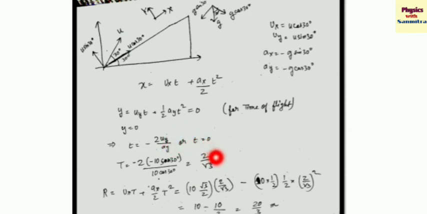Now we are putting this 2 by root 3 in our x equation. In the x direction, the motion for the complete time of flight, the horizontal displacement, or the displacement along the x direction, is x, the range. So ux into capital T plus ax by 2 into capital T square. So 10 root 3 by 2 into 2 by root 3 minus 10 into half into 2 by root 3. The answer gives 20 by 3 meter.